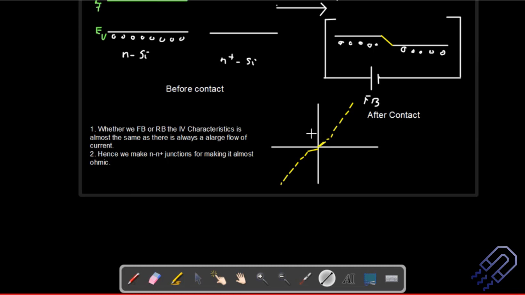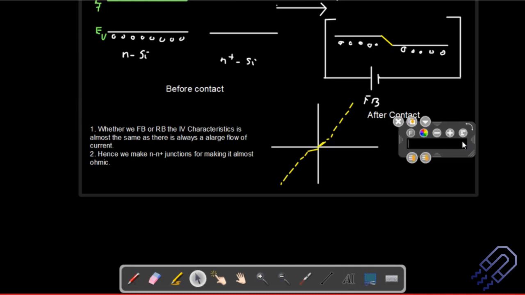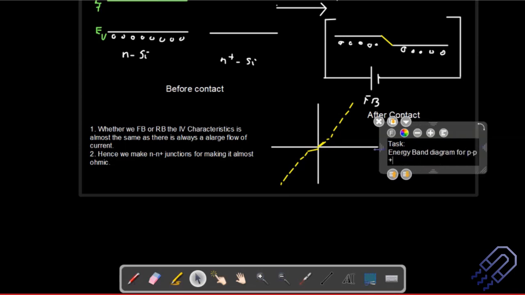So I will give you just one task to do. Okay? This will be really important. Probably I might ask you in this. Okay. So what is your task? Okay, and the task is energy band diagram. Energy band diagram. Okay, for P P plus. For P P plus. Okay, so P P plus is very important.